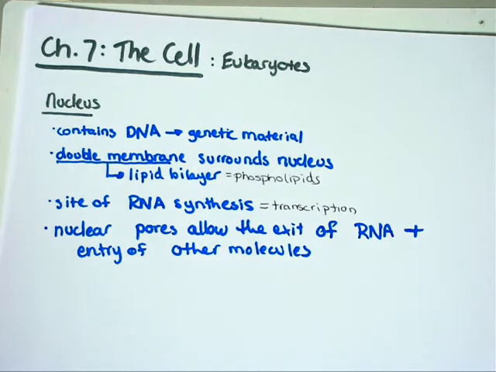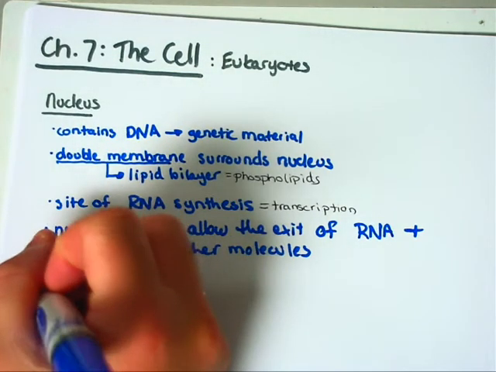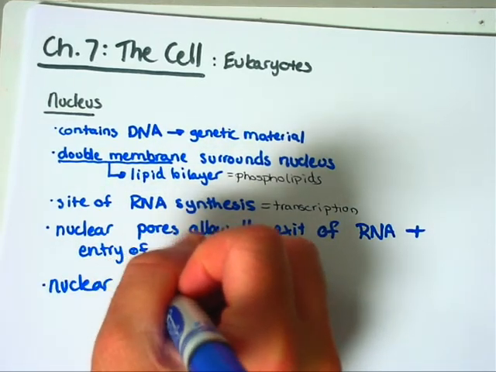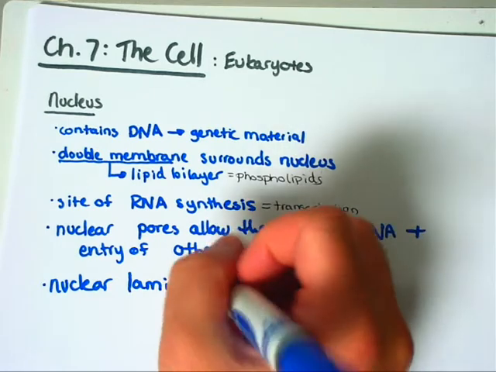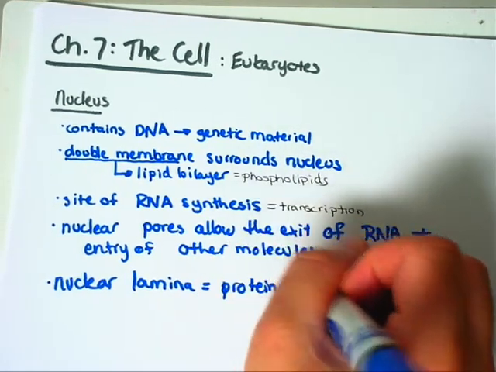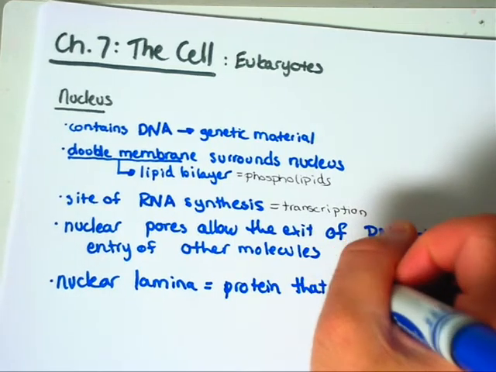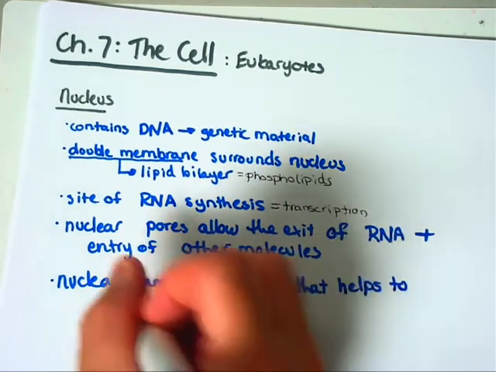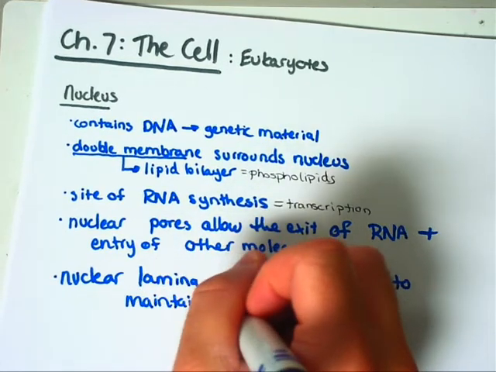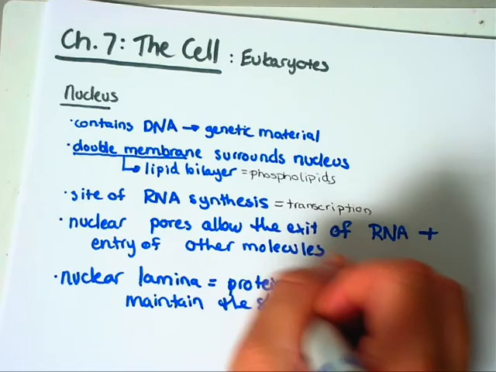And through a nuclear pore, there are things that can enter and there are things that can leave your nucleus. The nuclear lamina, which is basically protein that works to maintain or helps to maintain the shape of the nucleus.